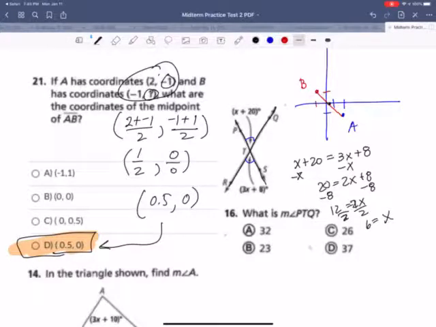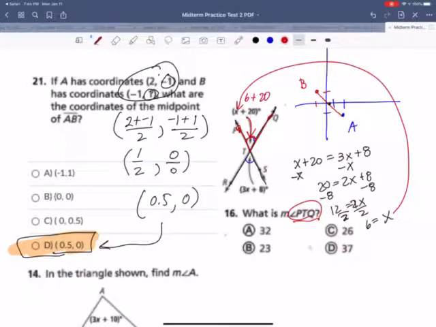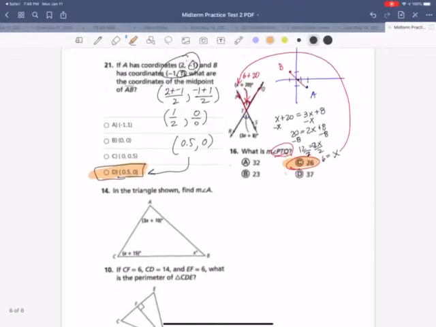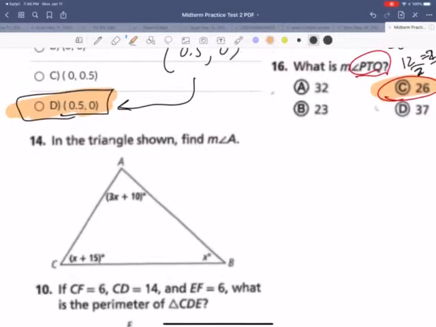So they want me to solve for PTQ. So that's this angle right there. So I can plug in x is 6, and I get 20 plus 6, which is 26. Nice. All right, we had ourselves another triangle. What do we got here? I need to solve for A.